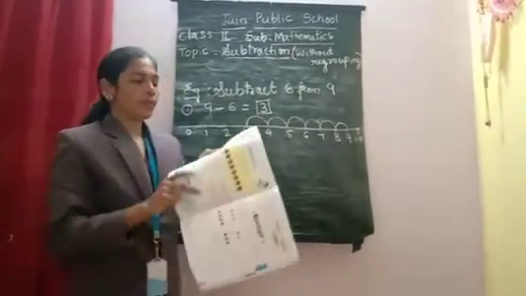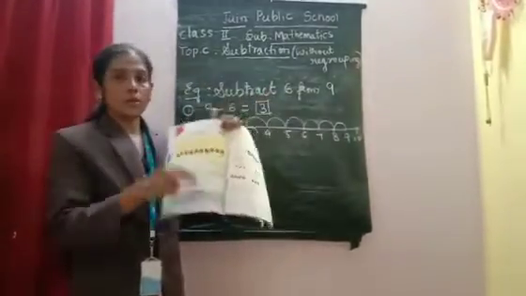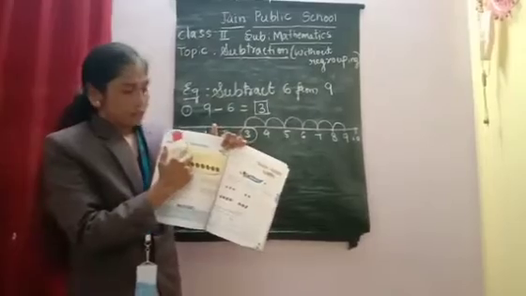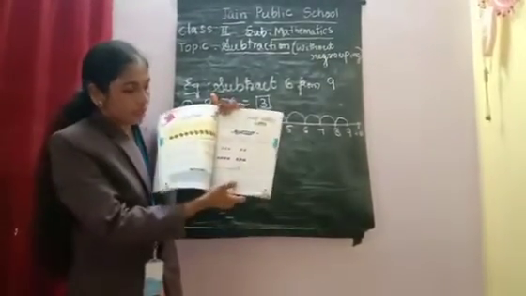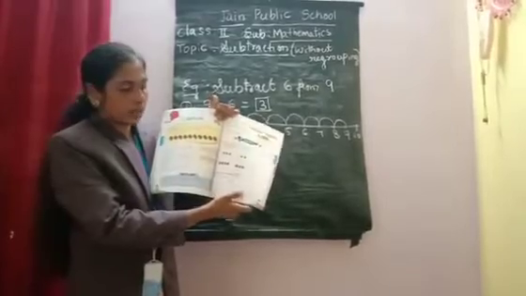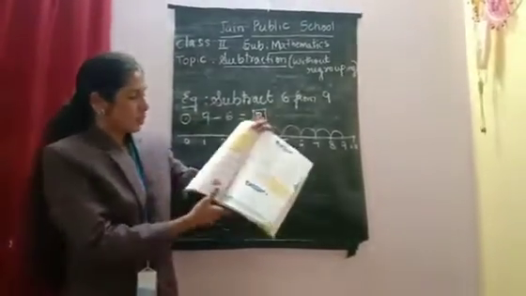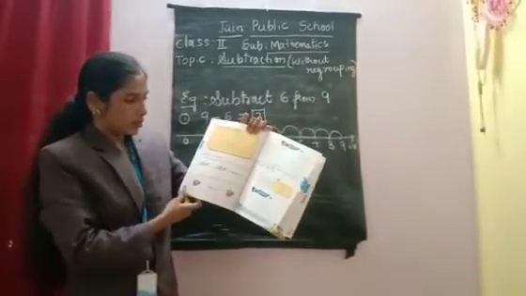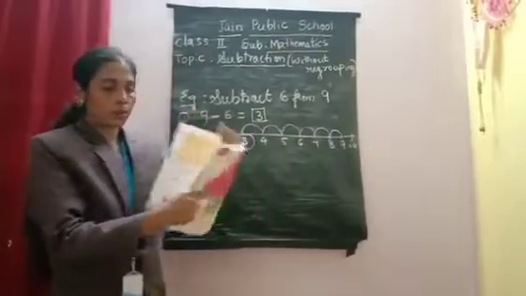Okay, this is Tulip's textbook. Come to the mathematics section, 4th, chapter number 4, subtraction is there, no? So here they have given subtraction on a number line. Page number 111. 112 is also there. You have to solve this in your maths notebook.